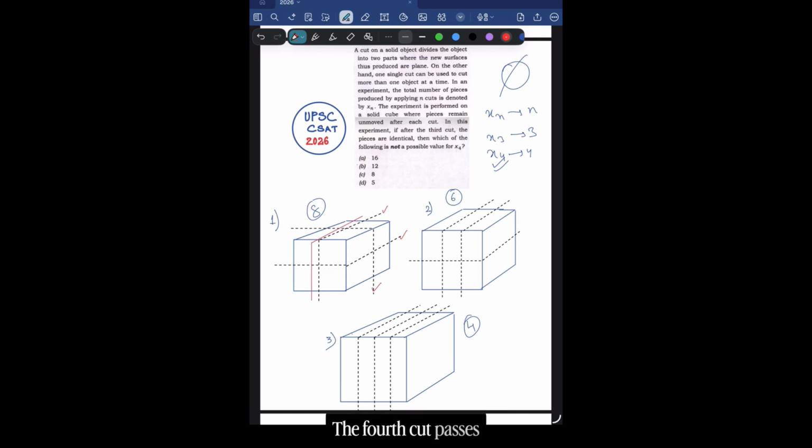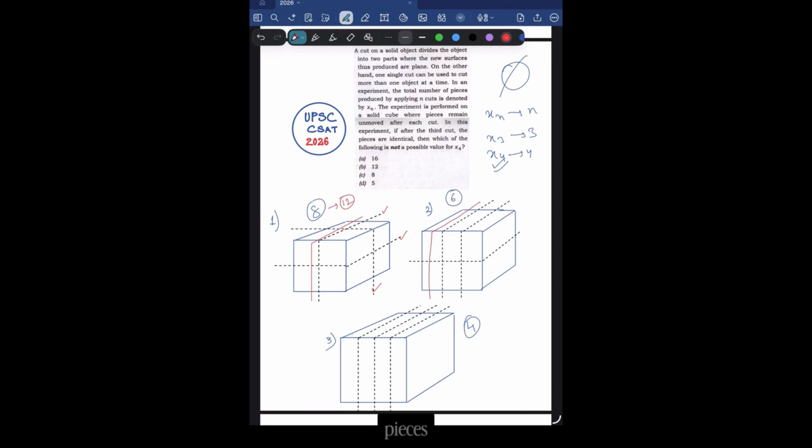The fourth cut passes through 4 cubes, dividing each of them into 2. So the total number of pieces now become 12. I want you to visualize this carefully to understand the question. Now look at the second figure. Here, the first 3 cuts divide the cube into 6 identical pieces. Now let me draw the fourth and final cut. Here, the fourth cut passes through 2 of these pieces. Now the total pieces become 8. Please visualize this carefully, take your time.